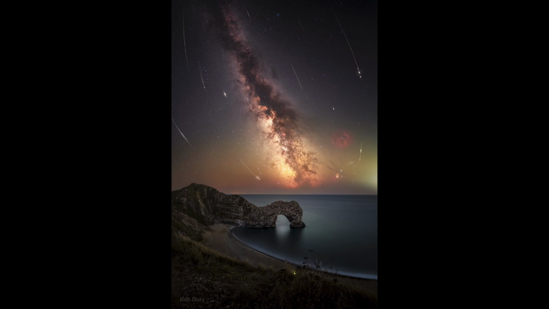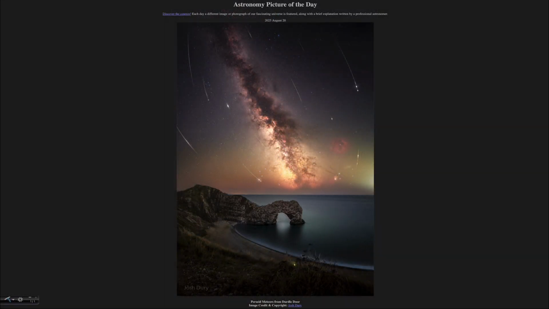So here we get to see a number of the meteors from the Perseid meteor shower from this past week. So that was our picture of the day for August 20th of 2025. It was titled Perseid Meteors from Durdle Door.